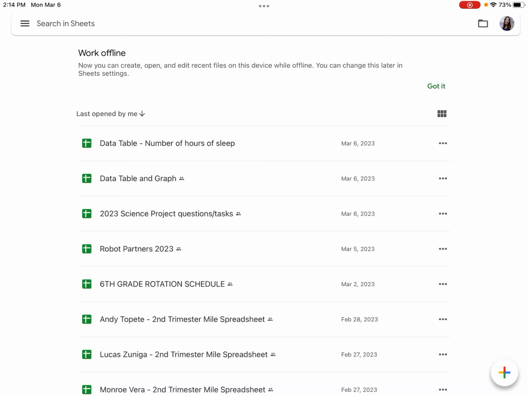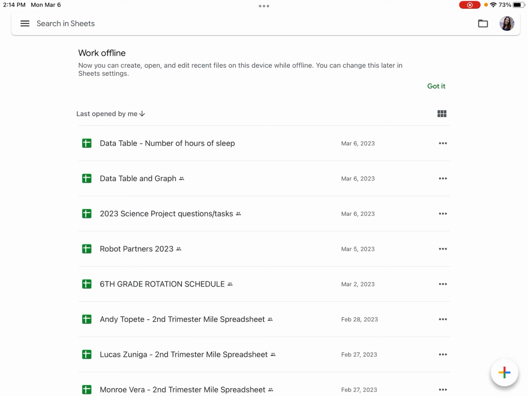Scientists, I've had a few questions about the data table and how to do that for the science inquiry project. So I'm going to show you a couple examples, but again, it all depends on your question. I would have at least 5 to 10 data points. Sometimes you need less than that. Again, it's all depending on your question.